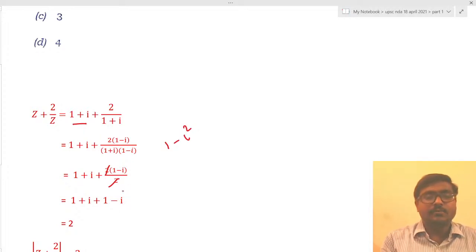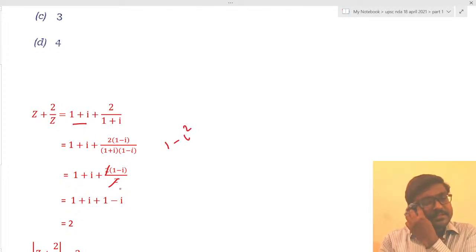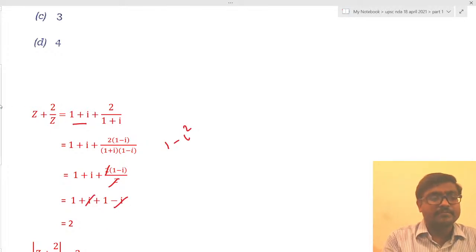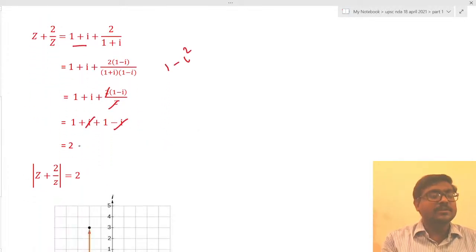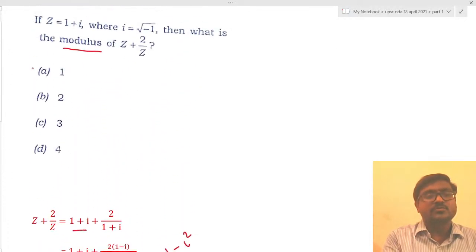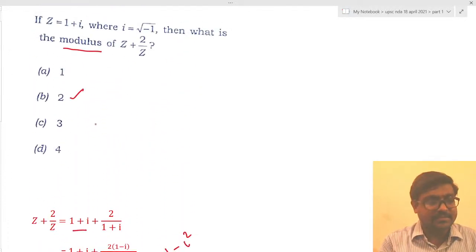In the next step, the plus i and minus i cancelled. 1 plus 1, 2. Now we got 2. 2 is a positive value. The modulus is also a positive value. If you take the square root of 2 square plus 0 square, it is going to be 2. Very simple, the real part is 2 only, so from the origin the distance is also 2. The absolute value of the modulus of this is 2. So option B is the right answer for this question.